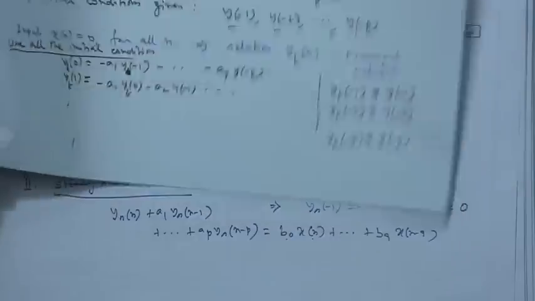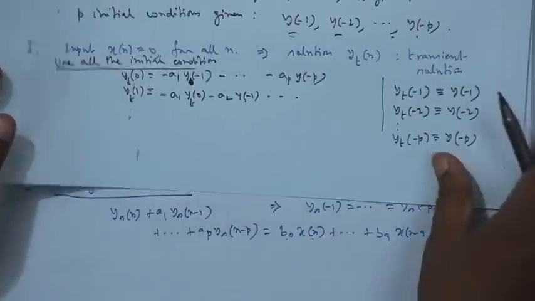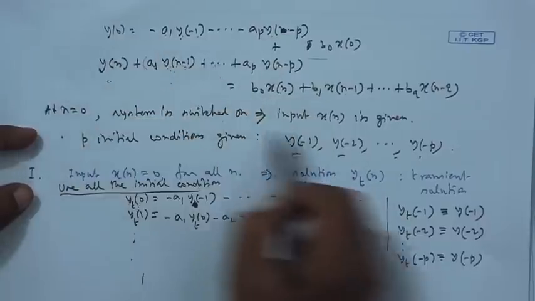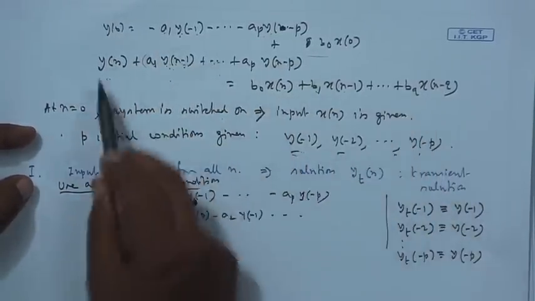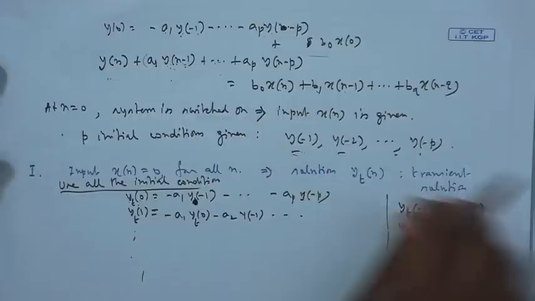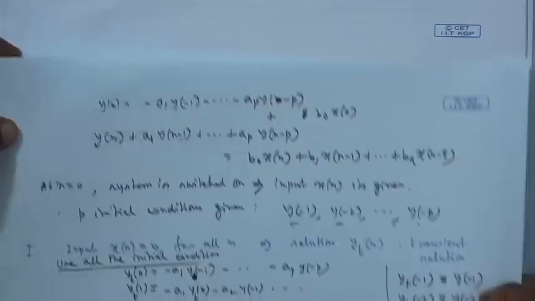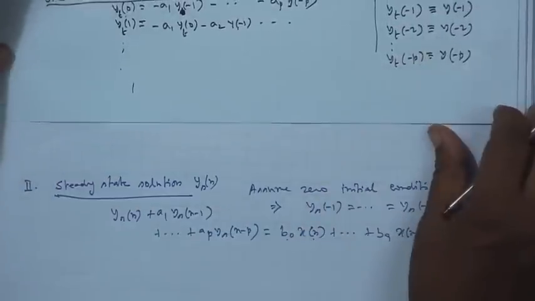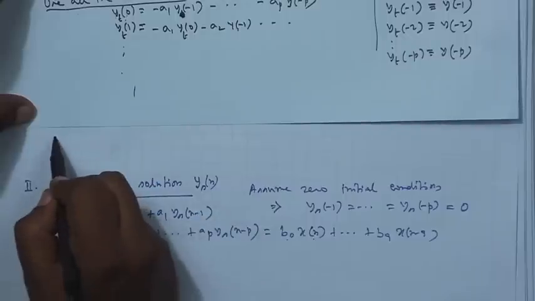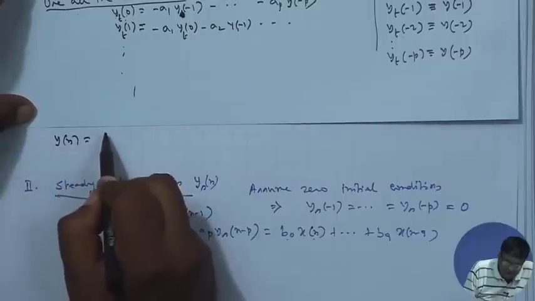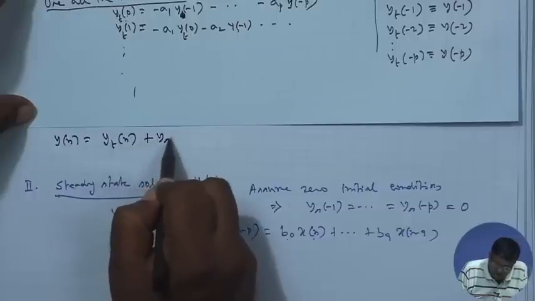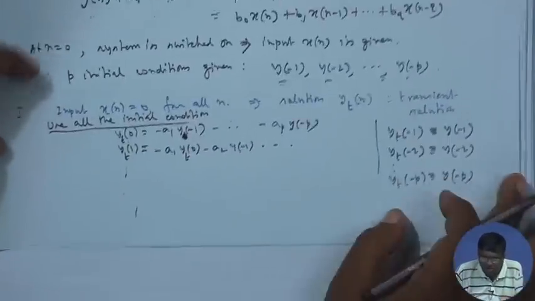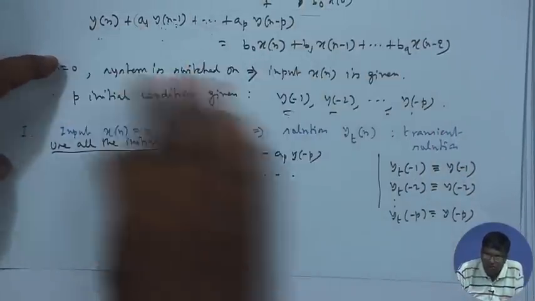Then my claim is about the total solution. If you solve this equation for the given initial condition and given input, then my claim is the solution, if I call it y n, that y n will be the summation of y t n plus y s n. That is what I have done. First, I consider two special cases of this equation.